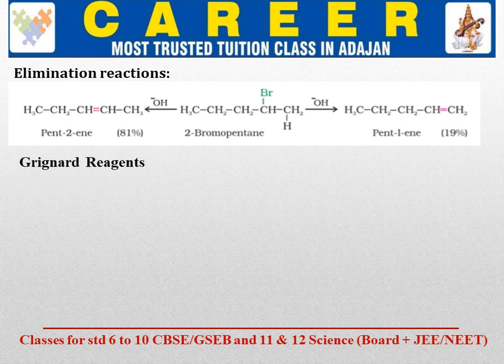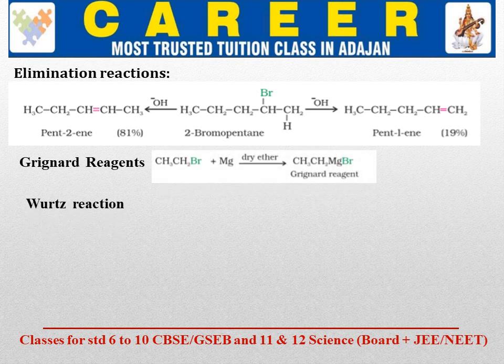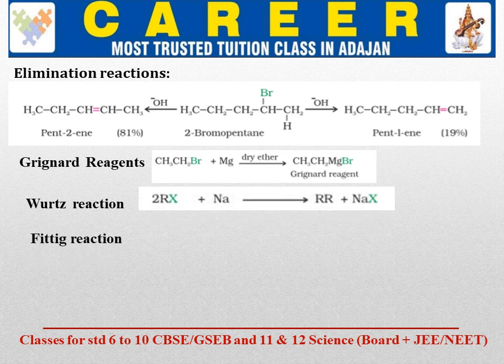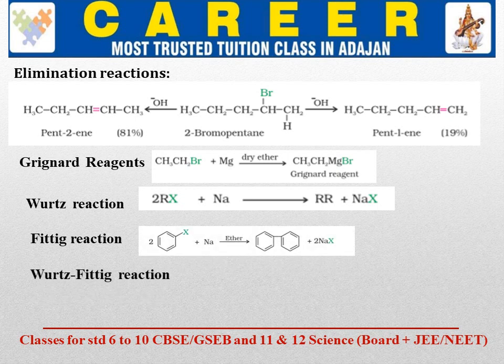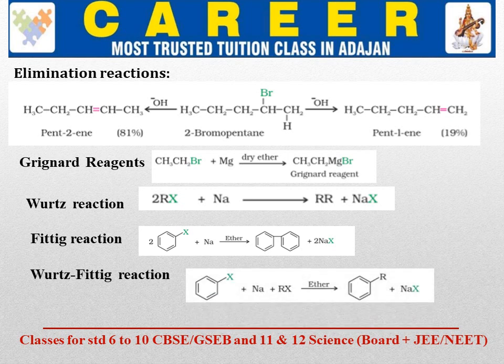Grignard reagent: when RX reacts with Mg in the presence of dry ether, it gives Grignard reagent. Wurtz reaction: when alkyl halide reacts with sodium in the presence of dry ether, alkane is obtained. Fittig reaction: aryl halide reacts with sodium to give a diaryl compound. Wurtz-Fittig reaction: one alkyl halide and one aryl halide react with each other.